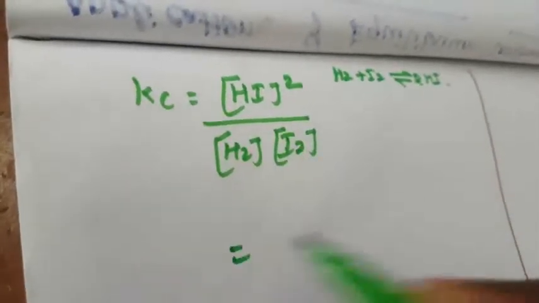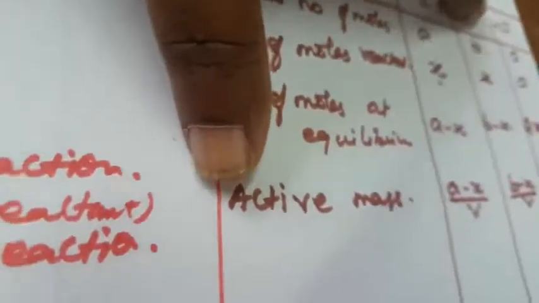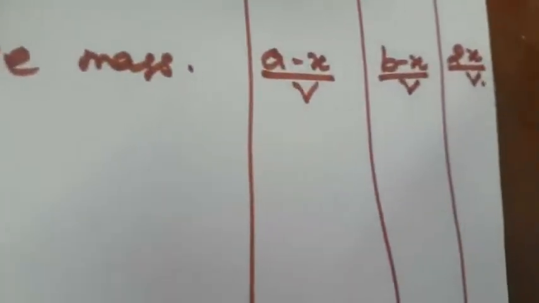So what is the Kc value in the tabular column? What values did we already calculate? Hydrogen value is A minus X, iodine value is B minus X, and the hydrogen iodide value is 2X by V.